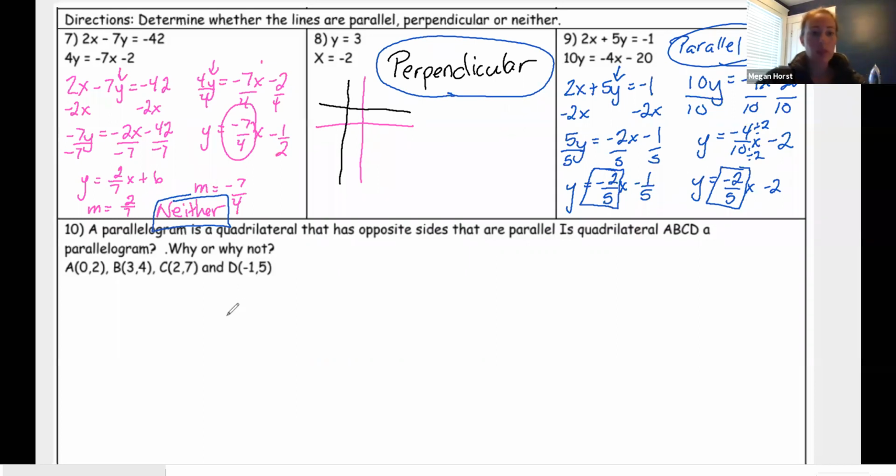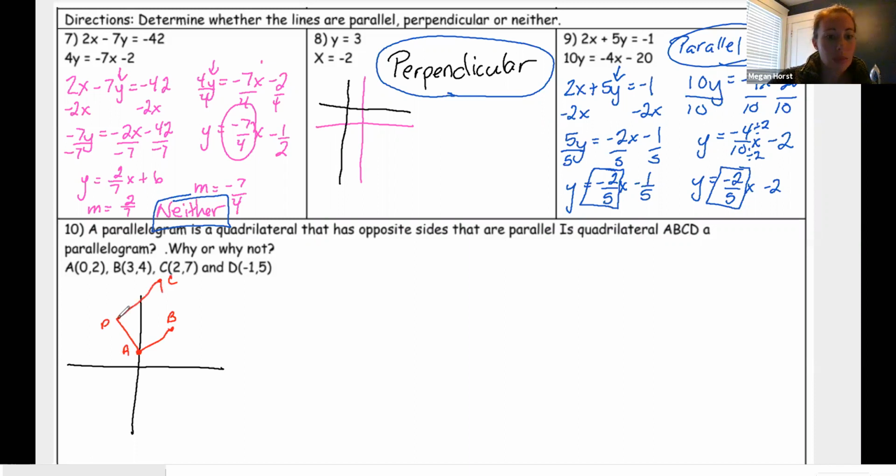This last question involves a parallelogram in the coordinate plane. So even though I don't have a coordinate plane here, I'm going to go ahead and just sketch one out. So I'm going to just do a little sketch just so I know where the ordered pairs are. And I have A is at 0, 2, so it's right here, that's A. B is at 3, 1, 2, 3, 4. C is at 2, 7. And D is at negative 1, 5. This is C and this is D.